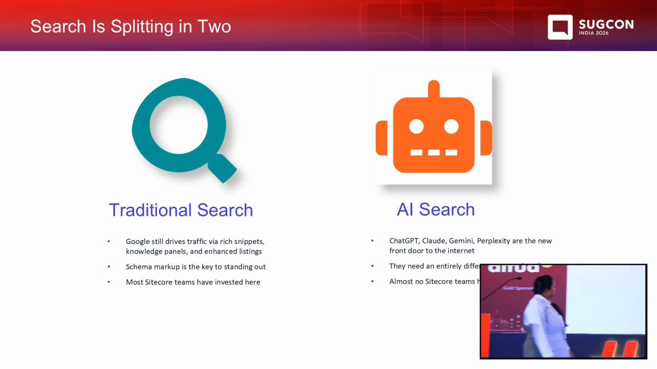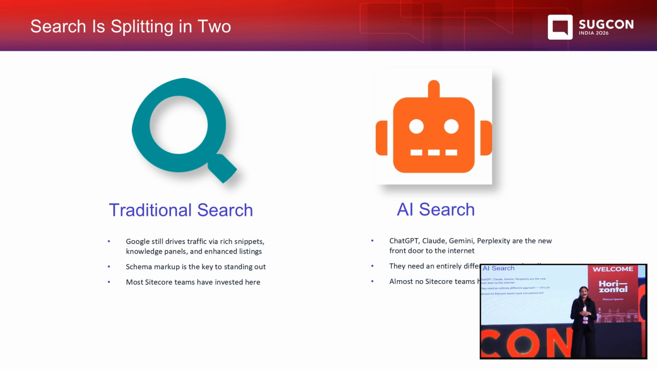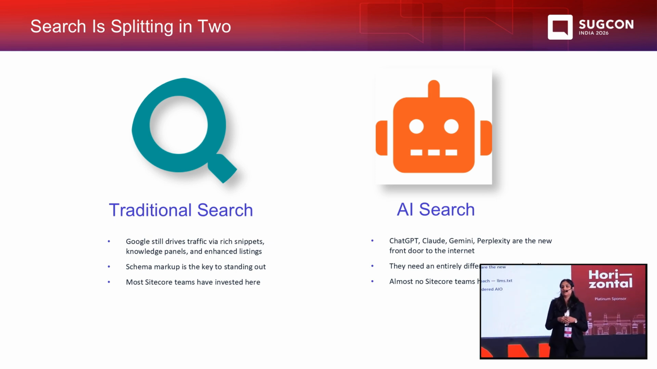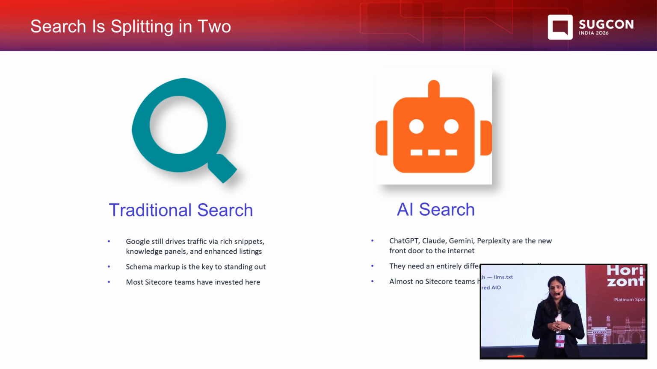On the left side, you see traditional search. We all know how traditional search works. Google still drives traffic from rich snippets, knowledge panels, and enriched listings. Here, schema markup is the main part for traditional search, and most Sitecore projects and teams are invested in traditional search.